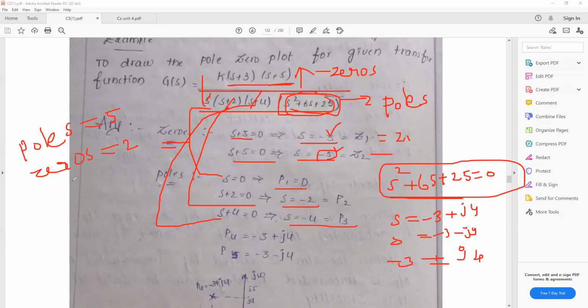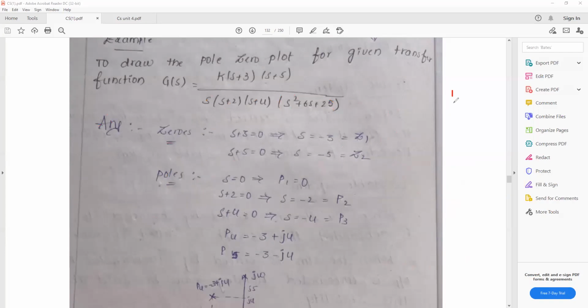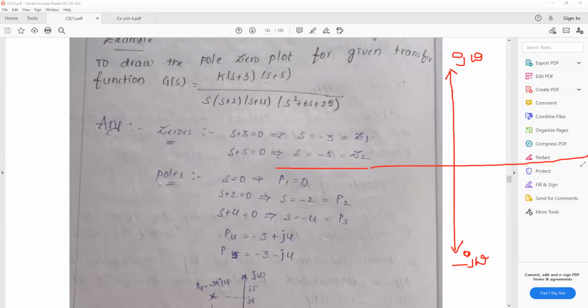So all of you take a normal graph sheet. This is a normal graph sheet. Take the x-axis and y-axis. This is the y-axis, j omega. This is the positive j omega, positive imaginary axis. This is the negative imaginary axis, minus j omega. This is the positive real axis, this is the negative real axis.